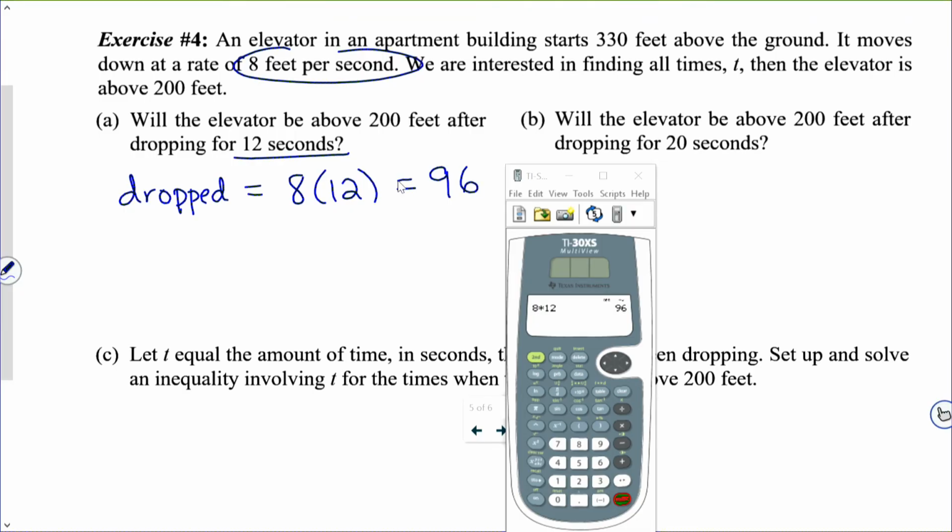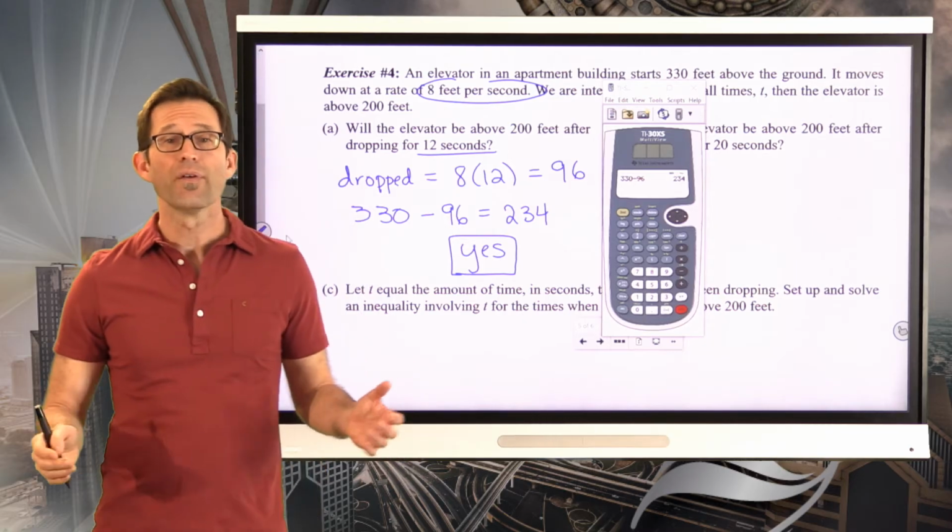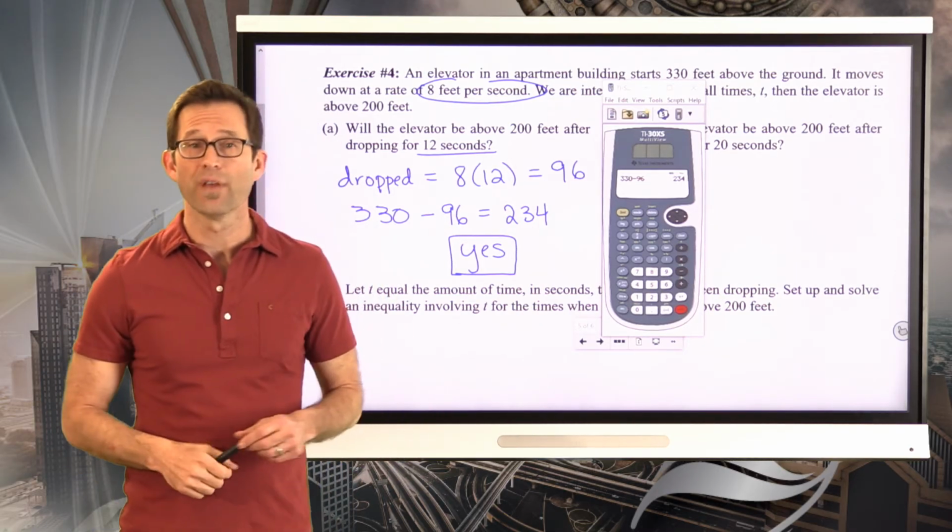But where is it actually? Well, it's 330 minus how many feet it's dropped. So now we've got 330 minus 96, and we get 234. So is it above 200 feet? And the answer is yes. So after 12 seconds, the elevator is still above 200 feet.